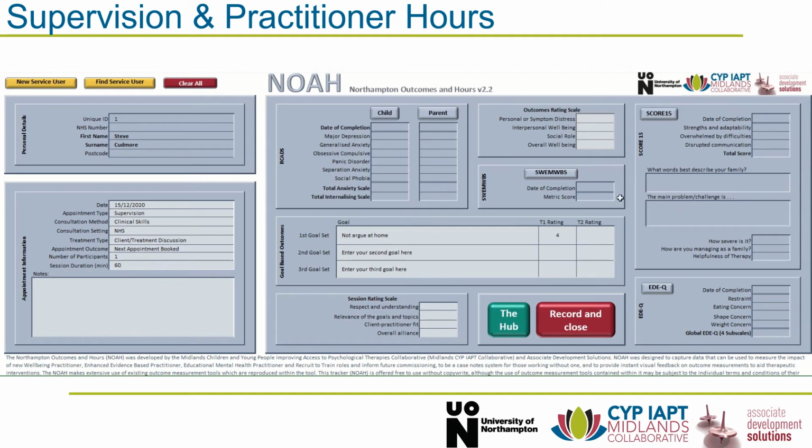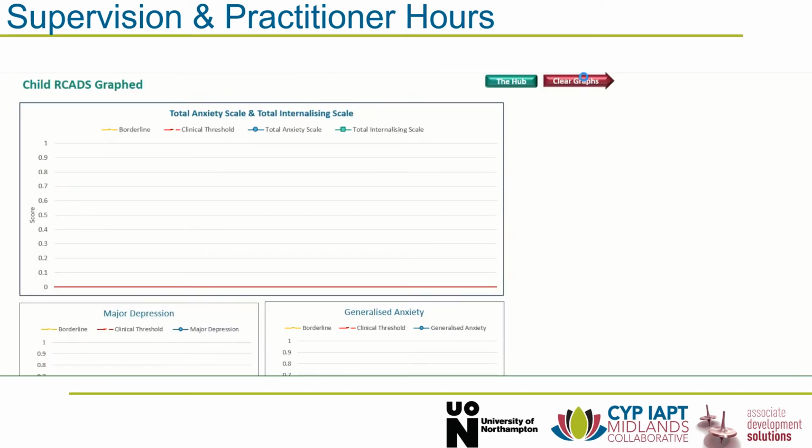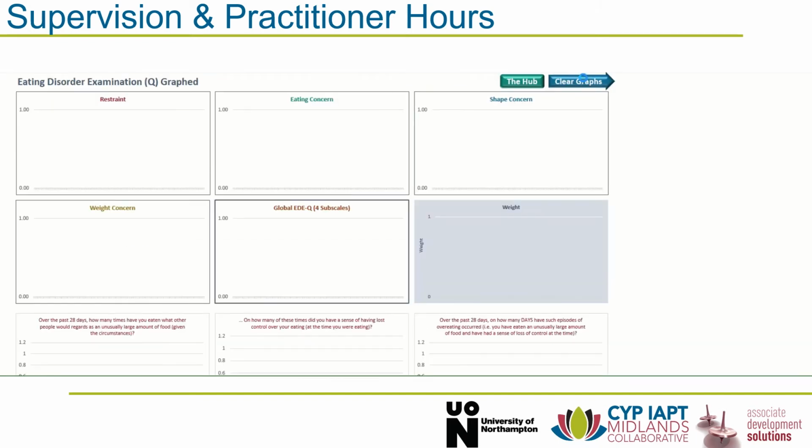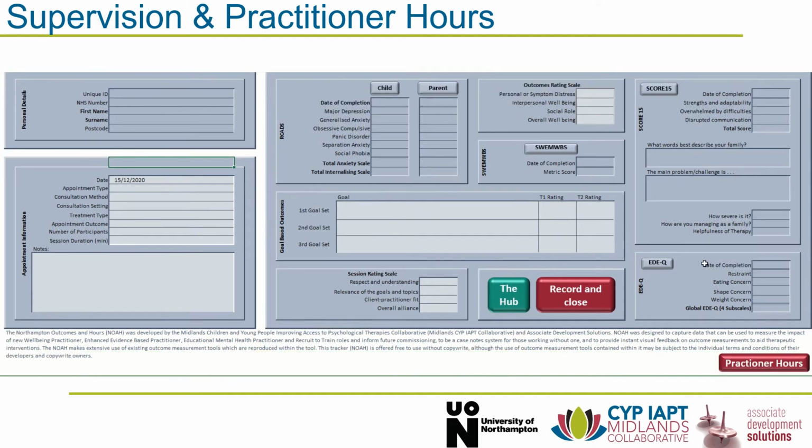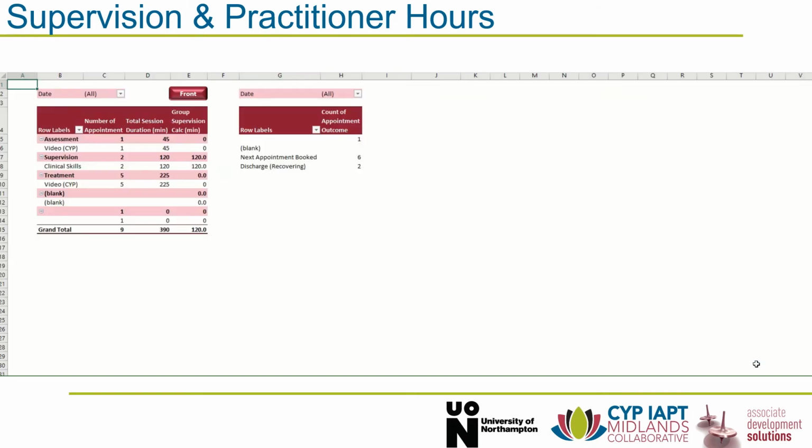And in exactly the same way as you would for a child or young person, you simply record and close that information, zipping through those clear graphs as you do normally, and then that information is in the system. You can then interrogate that information by scrolling down here and clicking on the practitioner hour button. This brings you to a couple of pivot tables.